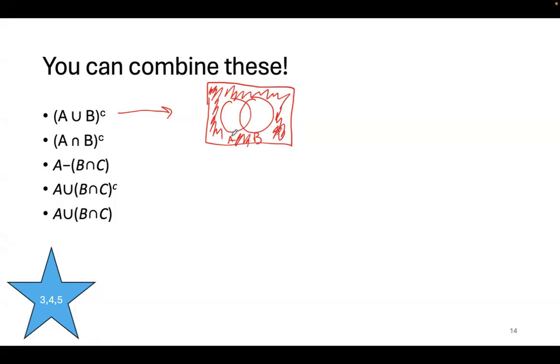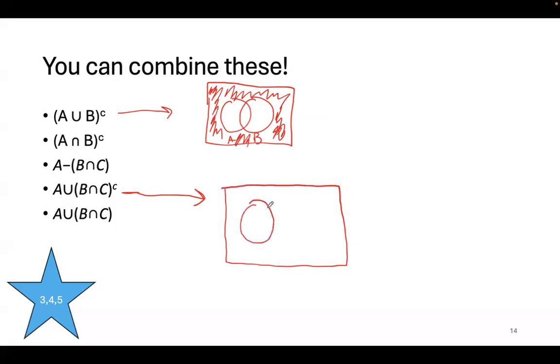Part of this is also because packets are your homework. Let's look at the fourth one, which is A union B intersect C complement. So first of all, how should I draw A, B, and C? So something like this, maybe.